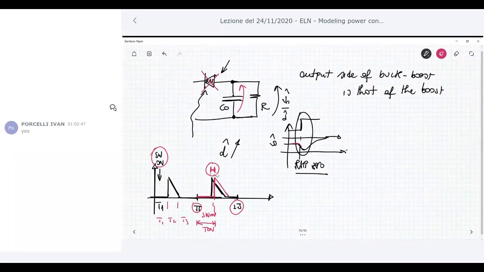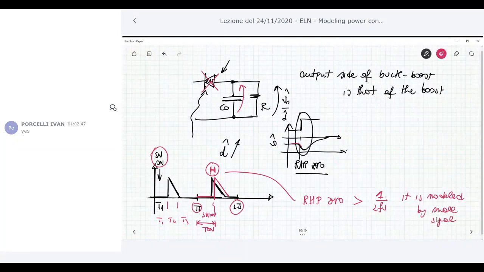It is so much smaller that the right half plane zero happens for frequencies that are larger than, again, 1/2 Fs, and so it is not modeled by small signal technique. So the right half plane zero is always there because of the behavior due to this diode, which is delayed in its turn on.